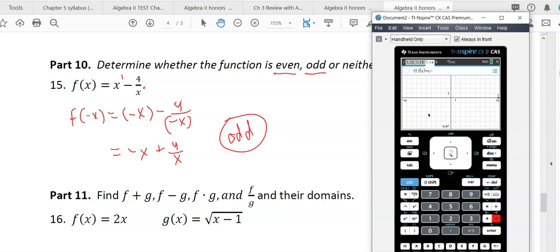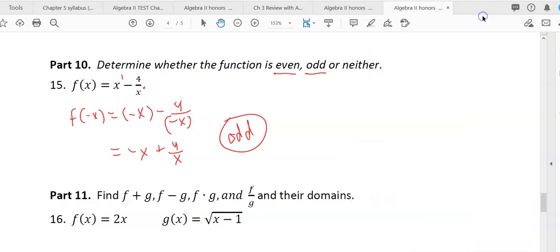So x minus 4 over x. An odd function has symmetry with the origin, and it does look symmetrical with the origin. If you kind of twist that graph around 180 degrees, it looks like it would fall onto itself there. So I do think it is odd. Just wanted to see what the graph looks like. I had no idea what the graph looks like. It's a very weird looking graph. But again, if everything's the exact opposite sign, it's going to be odd. And it is.